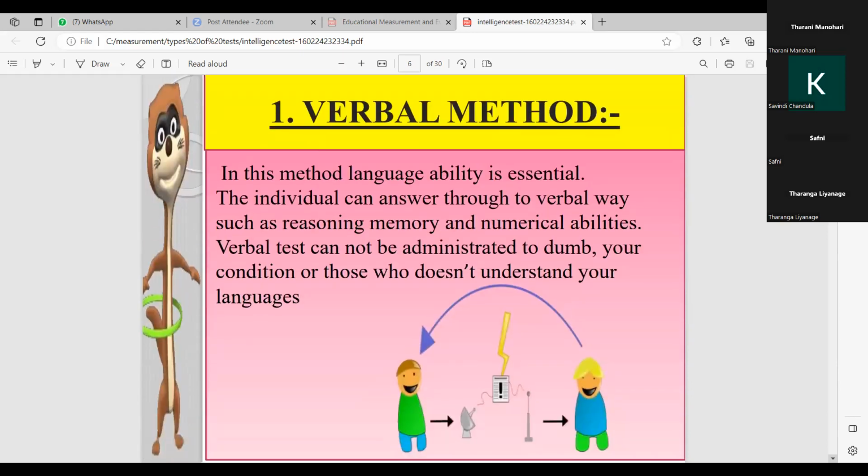Right. Let's look at the verbal method. In this method, language ability is essential. Right. So to be tested in the verbal method, you should have a good understanding of your language. The individual can answer through the verbal way, such as reasoning, memory, and numerical abilities. Verbal tests cannot be administered to those who are dumb or those who don't understand the language.